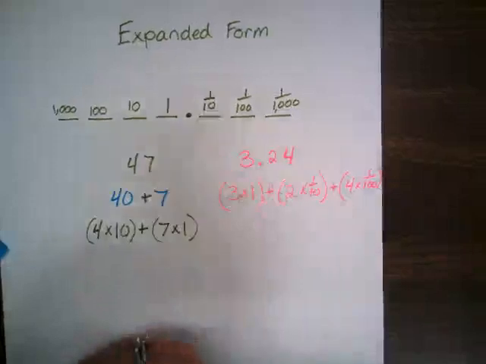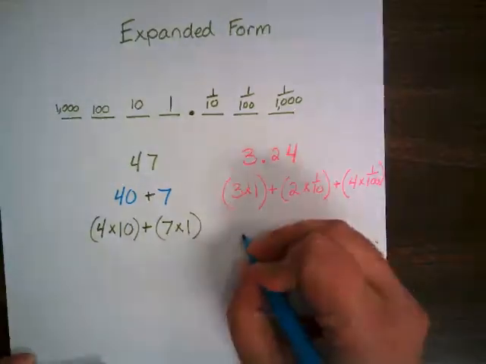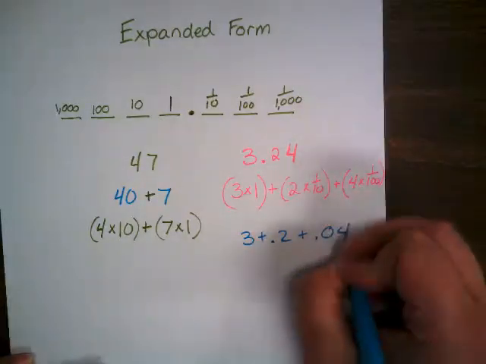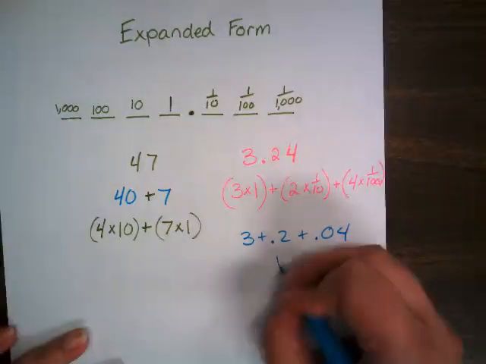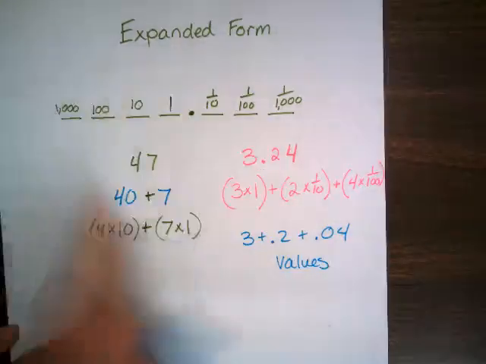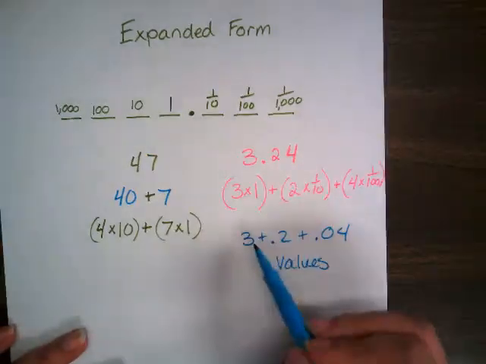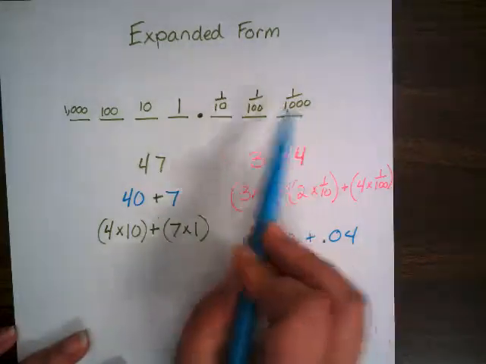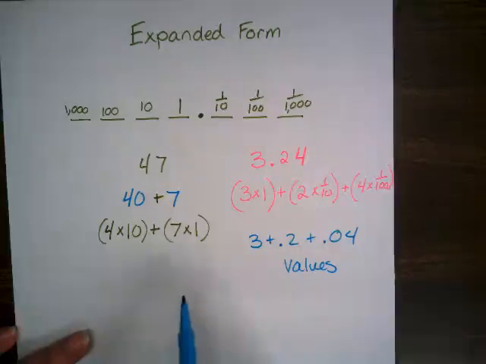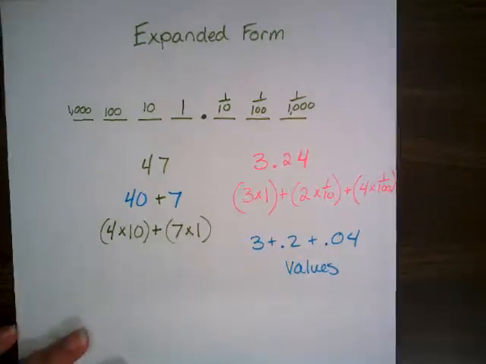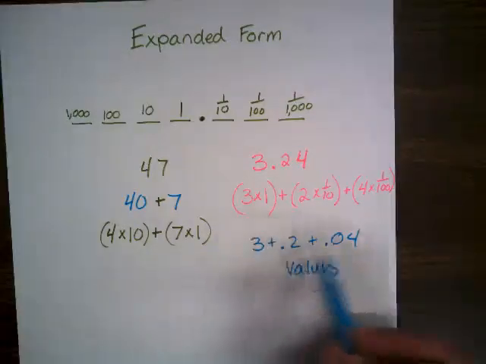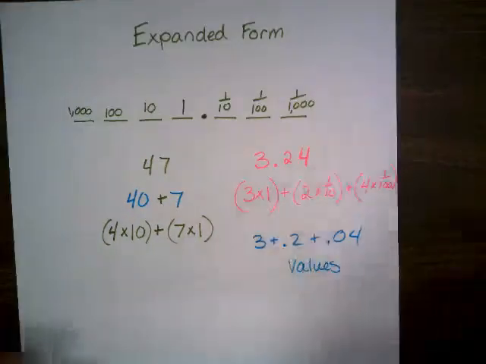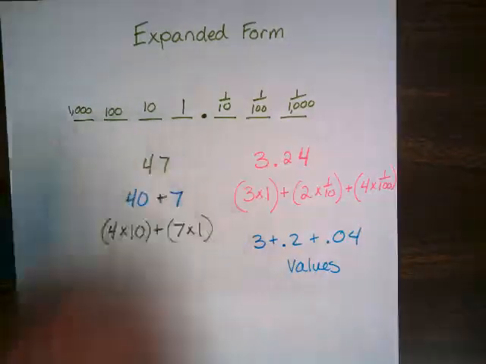Now, some kids might think, oh, I know what to do. This is just 3 plus 0.2 plus 0.04. Well, those are the values of the numbers. They're not the expanded form of the numbers. There's a big difference. When I'm thinking about the expanded form, I'm thinking about how the digits are comparing to the ones place right here. I'm not just thinking about how much they're worth. Yes, they are worth this much. This is their values, but the expanded form takes the groups of the numbers and thinks about how they lie on the number line like this.